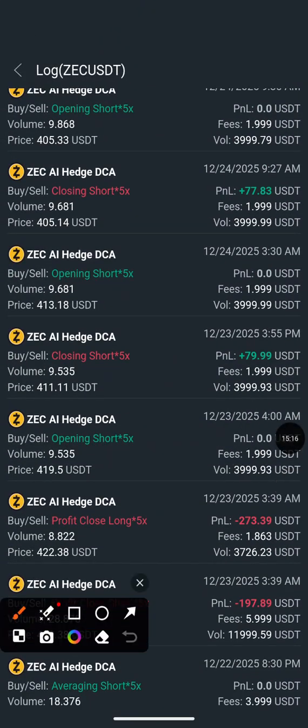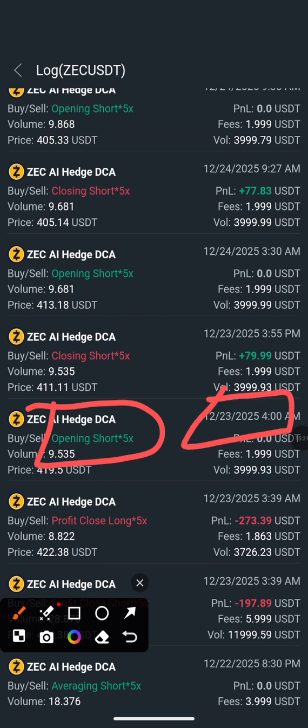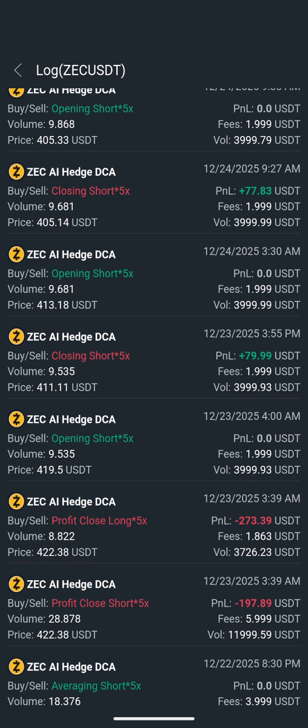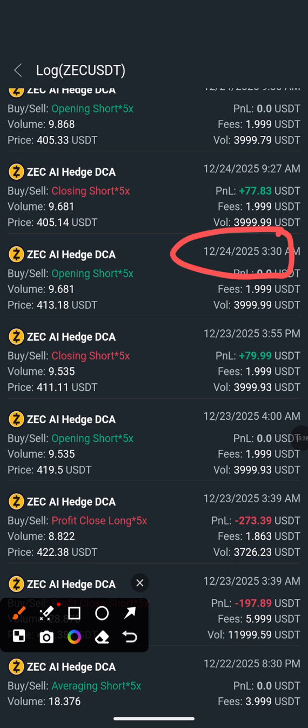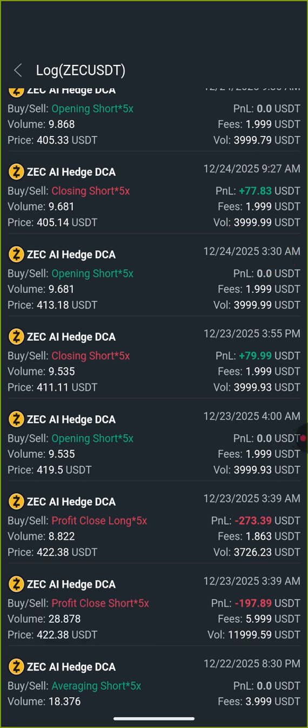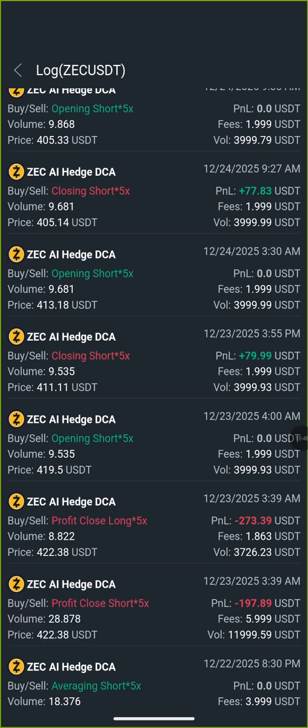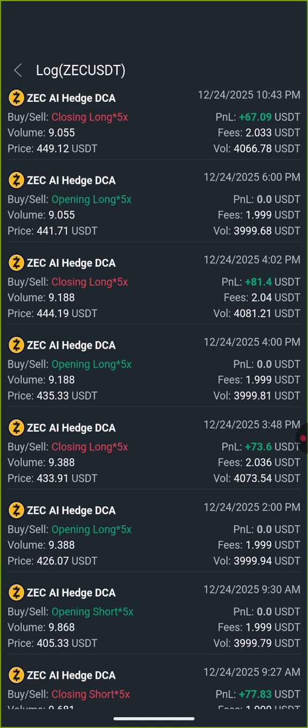All right, with a sniper entry for short opened by 4 o'clock on the 23rd. An hour later or 2 hours later, 79 profits made, and the short was closed. The short opens again by 3 o'clock the next day. You see that? 3 o'clock the next day, and then it makes good profit some hours later. This will keep on going, so this will happen over and over again until it resets.